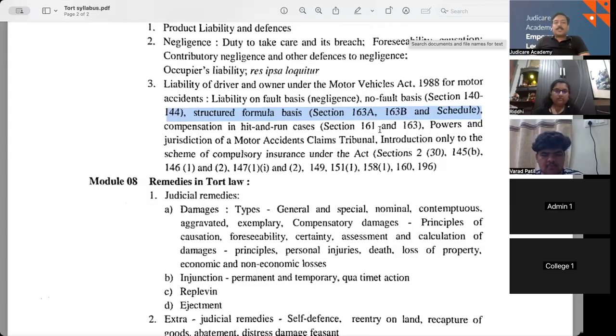So in either case, the MACT is a specific body, especially to take care of motor vehicle accidents, and it has power to award compensation. The very good thing is that it is procedurally very simplified, and the timeliness is also supposed to be very fast, and various judgments have been given.